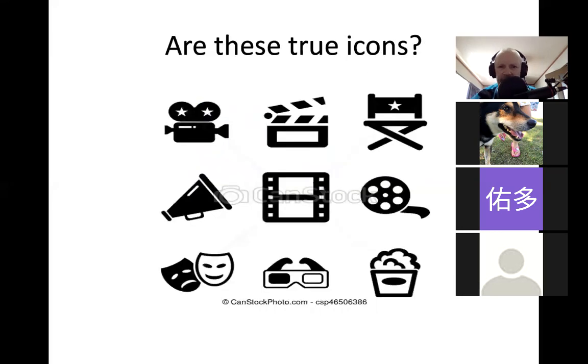If you look at these, we call them all icons. So look at those. Are these true icons? Well, what have we got here? What do you actually have in this case?